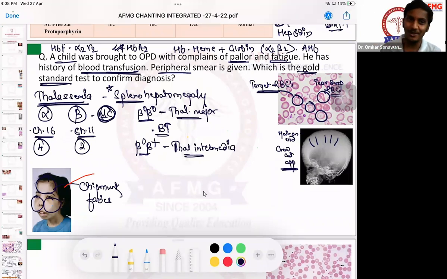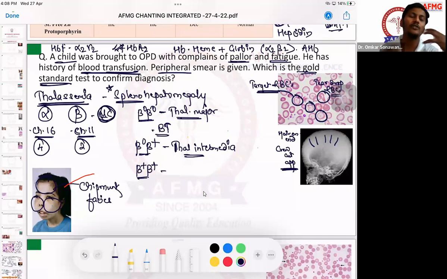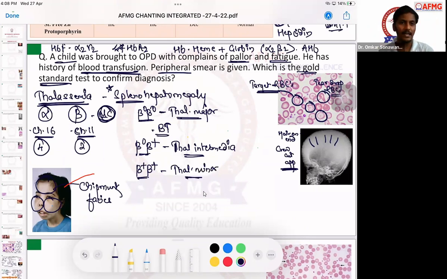If one is major, that does not mean the other will immediately be minor. And if both of the beta globin chains are present, but there is partial presence, and only 90% of beta globin chain production is normal, in this condition, it is called thalassemia minor. No issues with this, anybody?